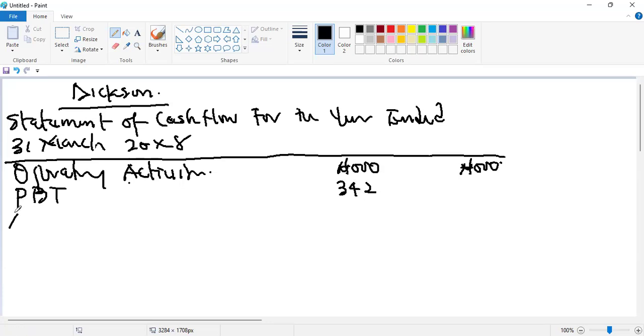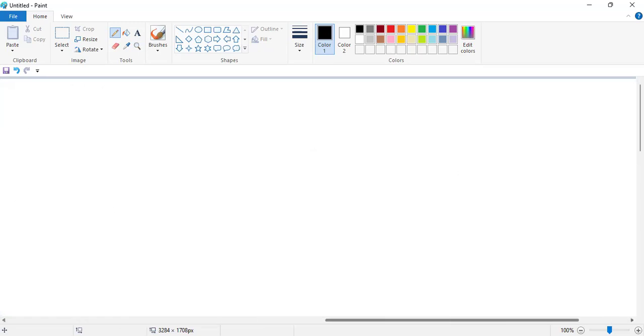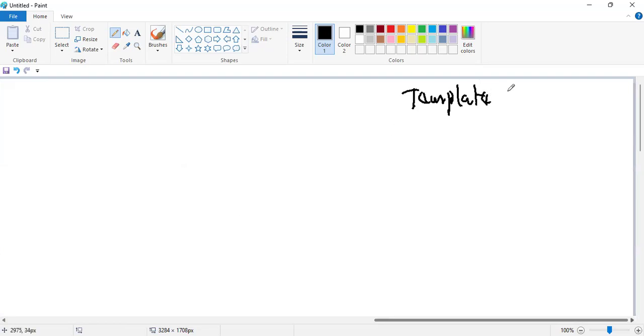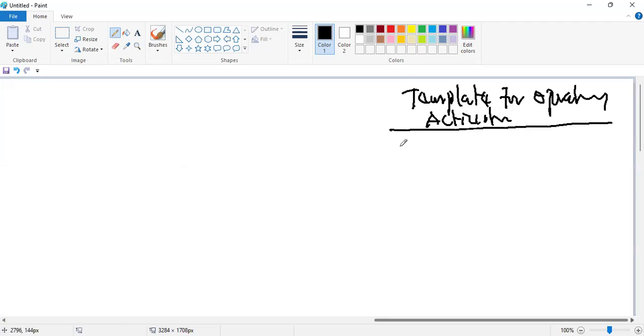I'll now say adjustments. Go to the template. What is the template you are going to follow? Template for operating activities. 1, add back non-cash items.